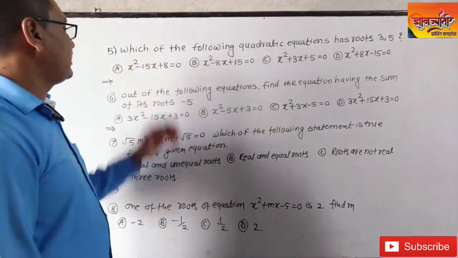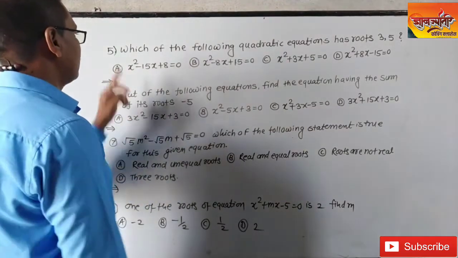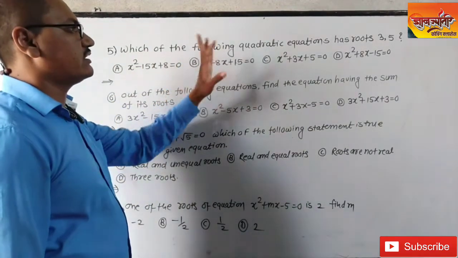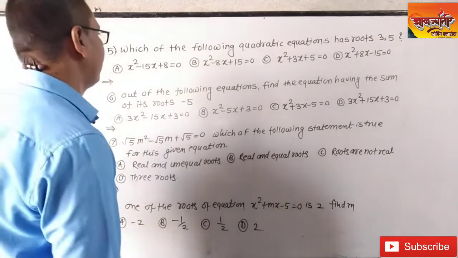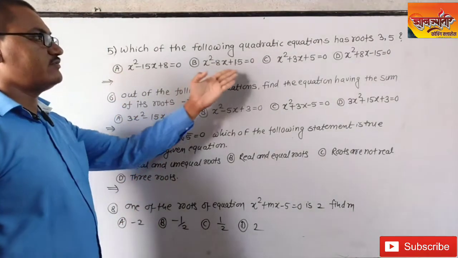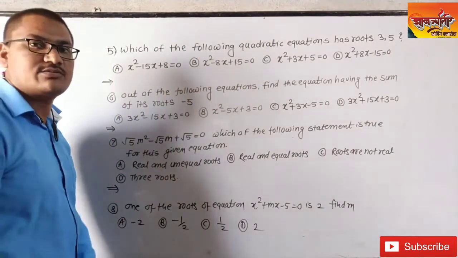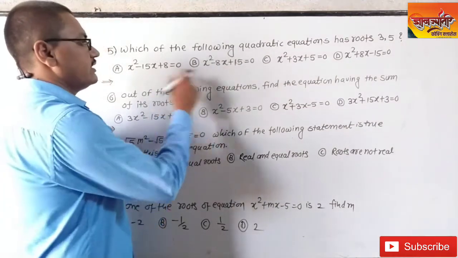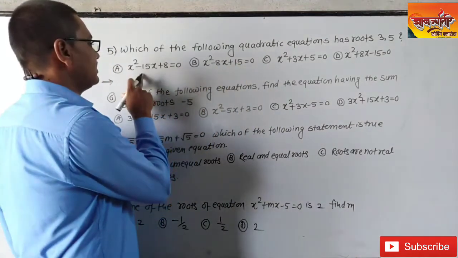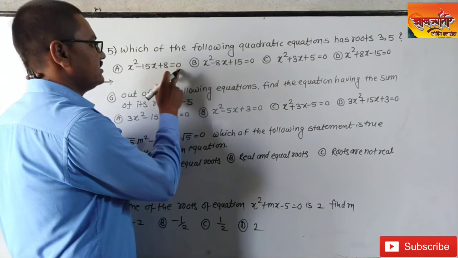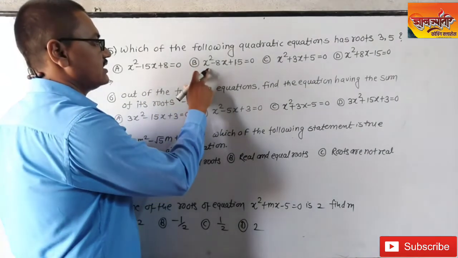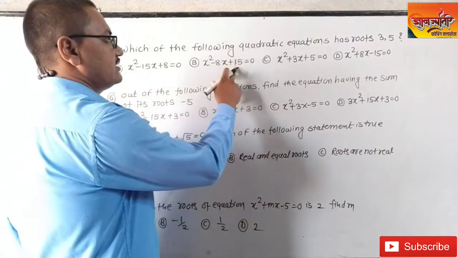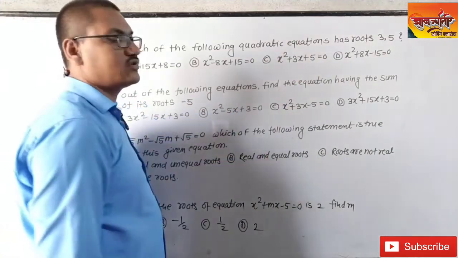You can take the next problem. Question number 5. Which of the following quadratic equations has roots 3, 5? There are 4 options, and choose the correct option. You can see the given problem. First option is x square minus 15x plus 8 is equal to 0. Second option is x square minus 8x plus 15 is equal to 0. Third and fourth options are also there.